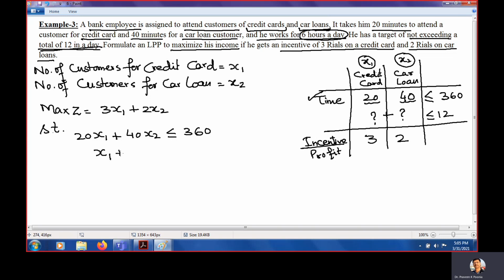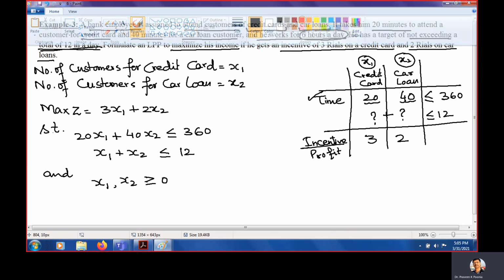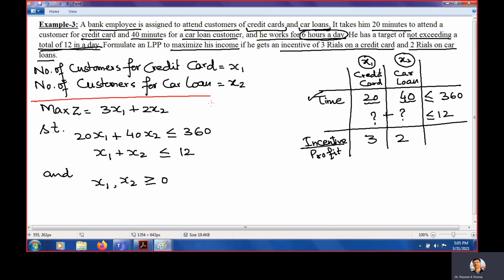Okay. Another condition is that the total number of customers for both credit card as well as car loan cannot cross 12 in a day. And it is not necessary you will get a customer every day. Sometimes you may get a customer, sometimes you may not. So either x1 or x2 will be 0 or greater than 0. That's all. This is the formulation of the linear programming problem. This is the formulation of this theoretical problem.